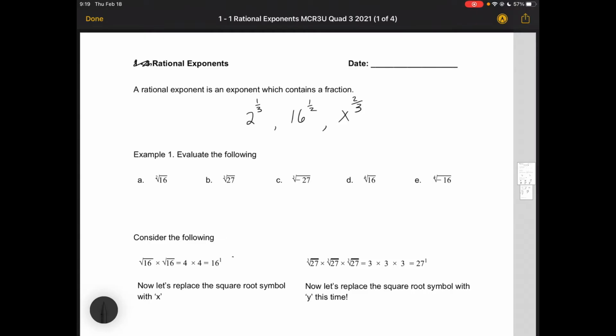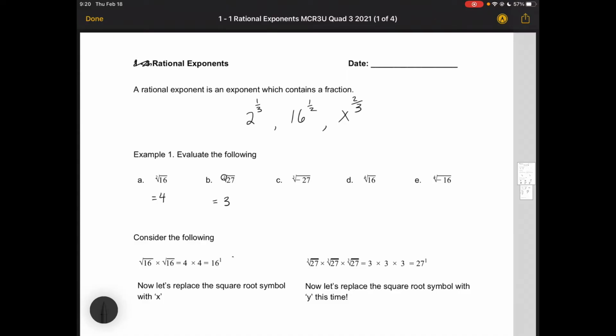So let's take a look at the first example and we're going to evaluate the following. So the first thing that we're going to do is the square root of 16. So a number multiplied by itself twice, that equals 16. That answer is 4. The next one that we're looking at is the cube root of 27. So a number multiplied by itself 3 times, that is going to get you to 27. That number is 3.